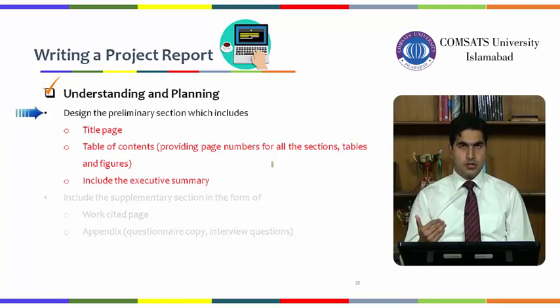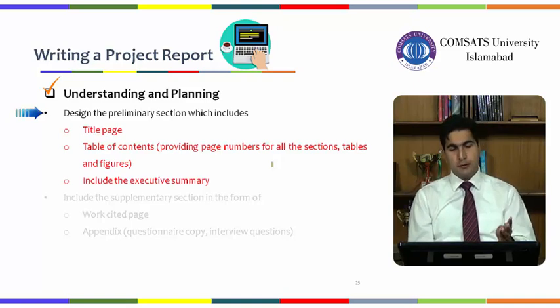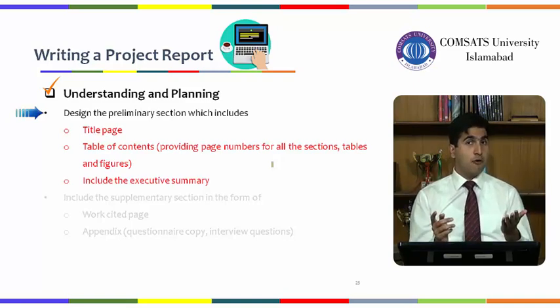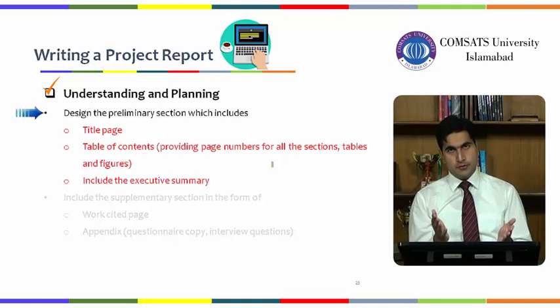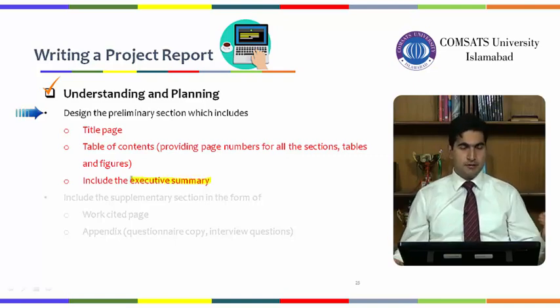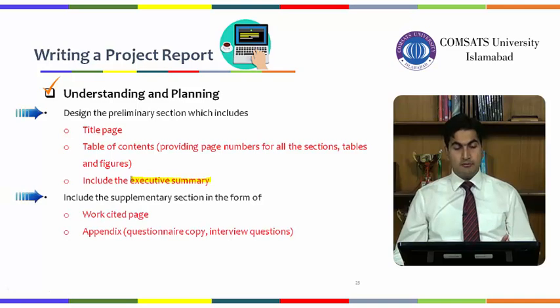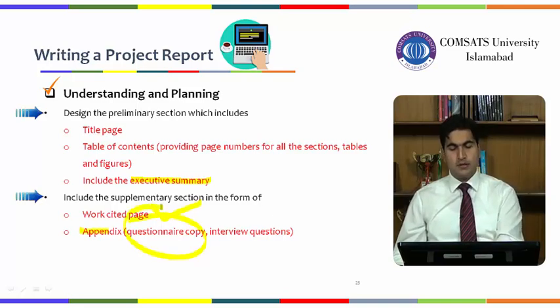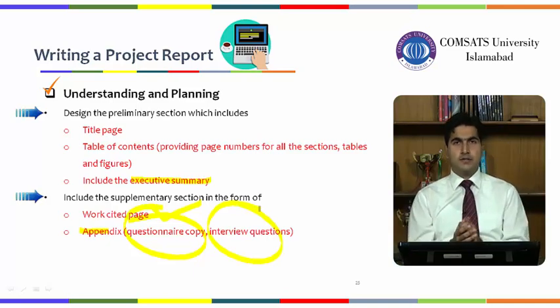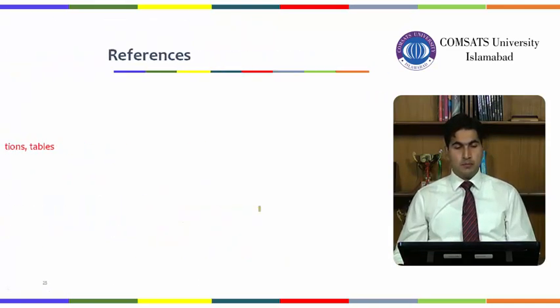Now these are the things which come at the beginning. We talked about the structure of a report. So the structure won't be complete without a proper title page, meaning to, from, date. These are the things which should be there: to, from, date and topic. Then the table of contents, the TOC, we talked about in detail, providing page numbers. And then your executive summary will be there as you have already written it. And then include the supplementary section in the form of the works cited page that I just told you about, and the appendix, which in the case of this report will cover the questionnaire copy and the interview questions if these were asked. So this is the way in which you complete it.